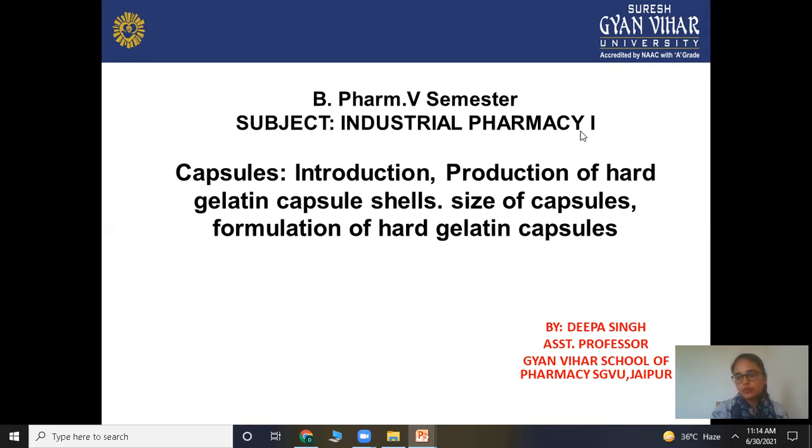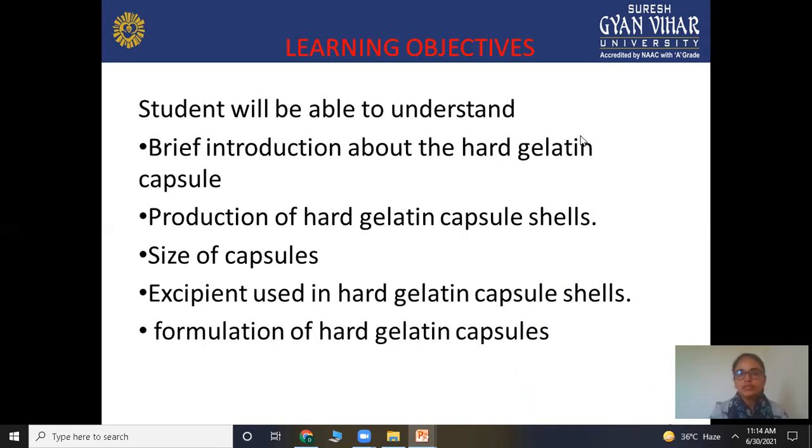Before starting this topic, we should know some learning objectives of this topic regarding capsules. In these learning objectives, first is a brief introduction about the hard gelatin capsule, including definition and description, meaning what a hard gelatin capsule is, and the classification of the capsule. Next is production of the hard gelatin capsule shell.